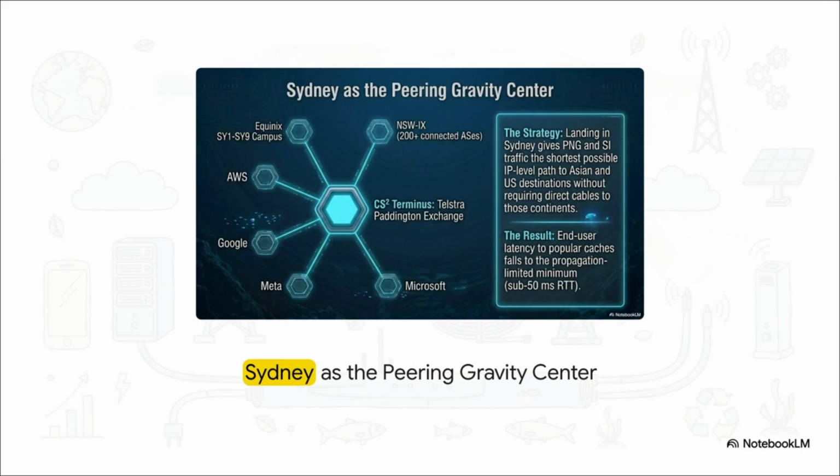The system terminates at the Telstra-Paddington Exchange down in Sydney. Why Sydney? Because it acts as the peering gravity center for the entire region. By landing in Sydney, the network design guarantees that traffic from Papua New Guinea and the Solomon Islands takes the absolute shortest possible IP-level path to major hyperscalers like AWS, Google, and Microsoft. Plus, it provides the fastest route to broader US and Asian destinations. This architectural decision is what ultimately drives end-user latency down to that propagation-limited minimum we discussed earlier.